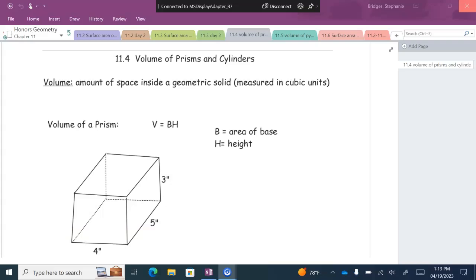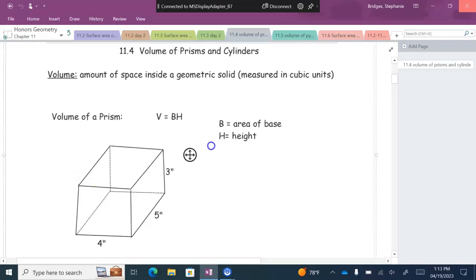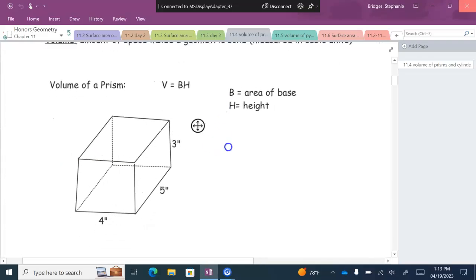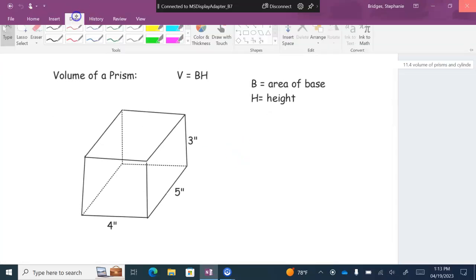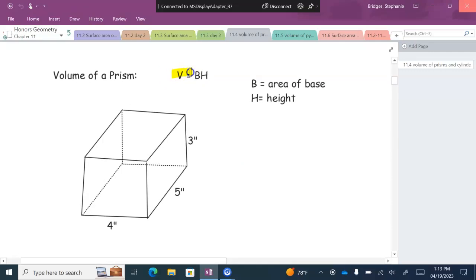Again, volume is the amount of space inside a geometric solid. We are going to start with the volume of a prism. The formula is right there for you. I'm trying to make it a little bit bigger. Okay, the formula for volume is equal to the big B, that's the area of your base, right? And H is your height. Okay, so we need the area of the base. Depending on what shape that base is, you'll have to change your formulas for that. And then we multiply it by the height of the prism.